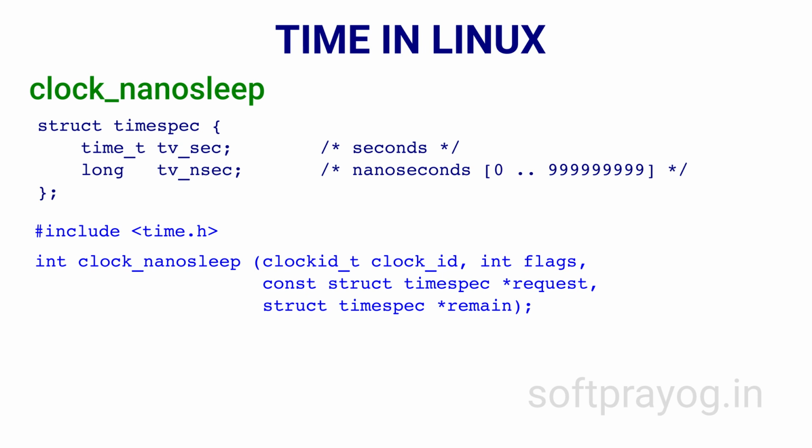If the sleep is interrupted by a signal and flags is not TIMER_ABSTIME, the unslept time is returned in the structure pointed to by the last parameter, remain, and the calling thread can go to sleep again for the remaining time if it so desires. After successful sleep, clock nanosleep returns 0. If there was an error, -1 is returned and errno is set to the error.